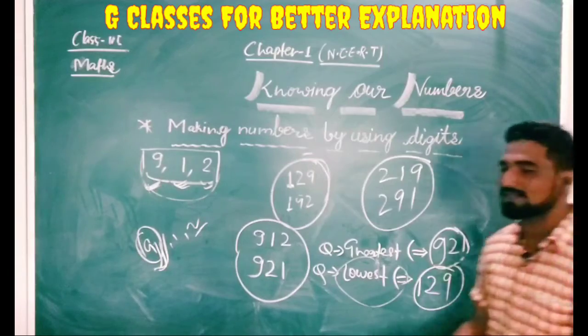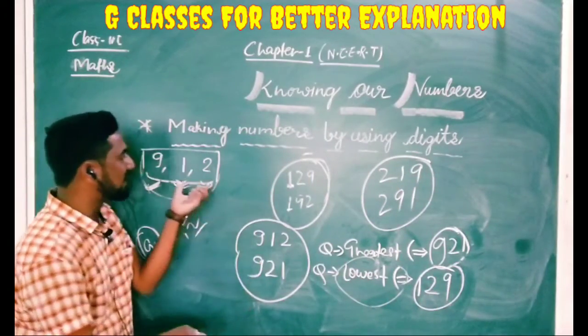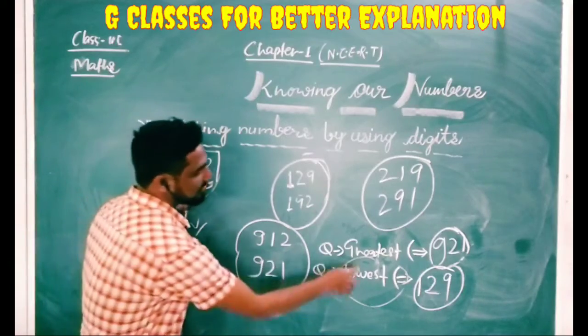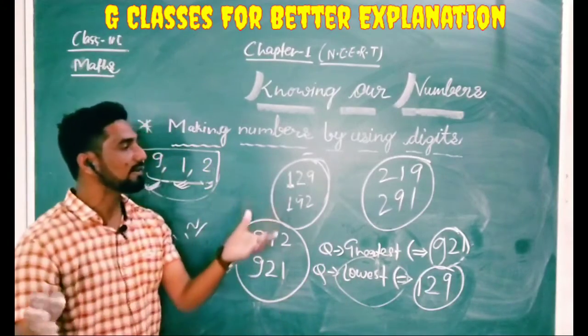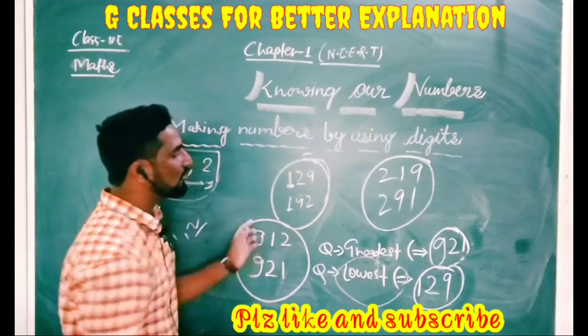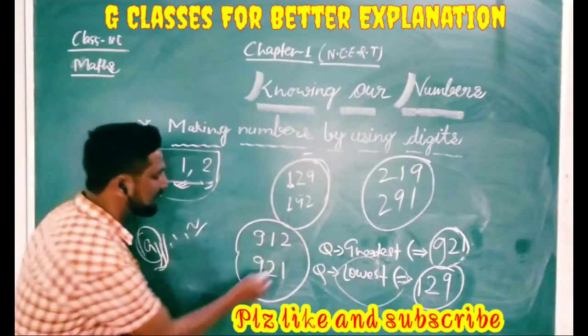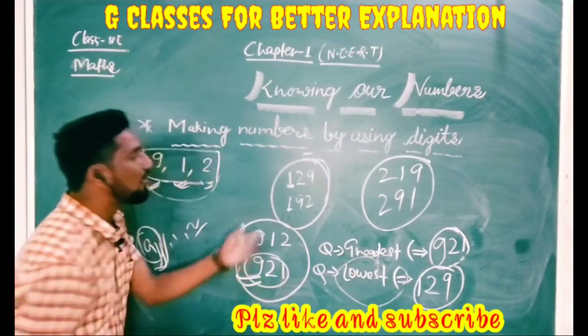One more example I would like to share, but before that I must tell you why I took this example only, to show the greatest and the smallest. Whatever the possibilities were to make the numbers, these are all done here. So can you tell me, can you find 921 among these numbers? Yes, it is here. And you can see all the numbers.